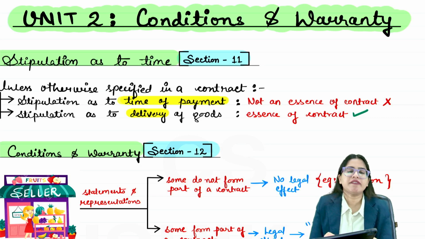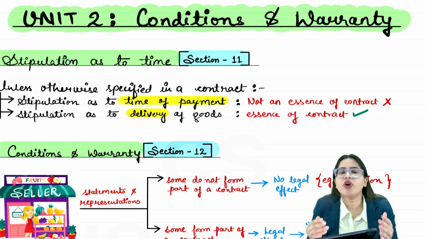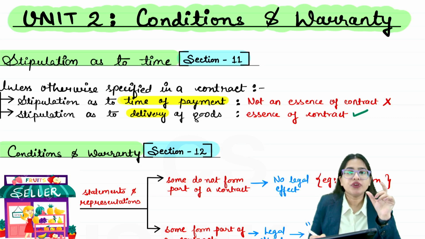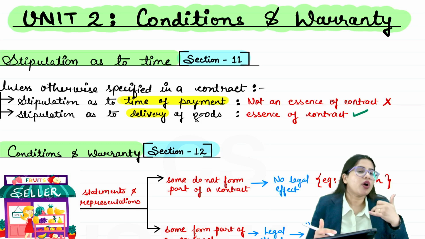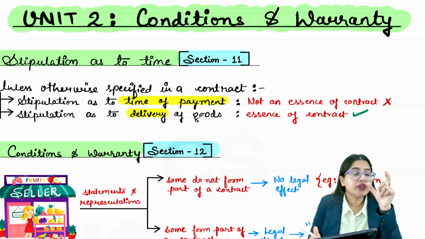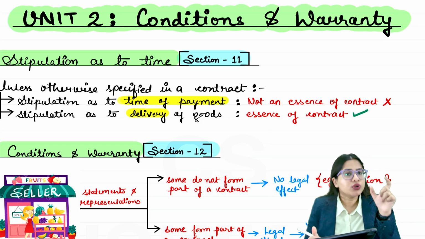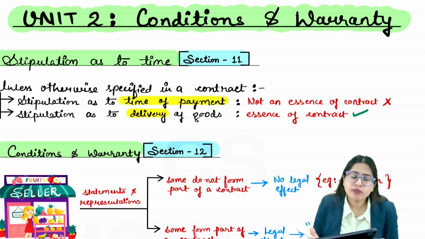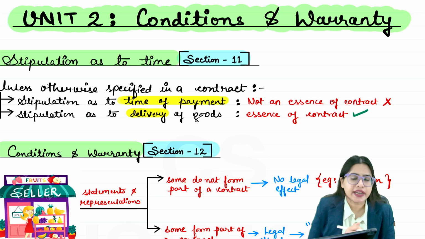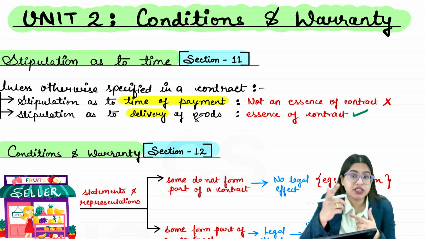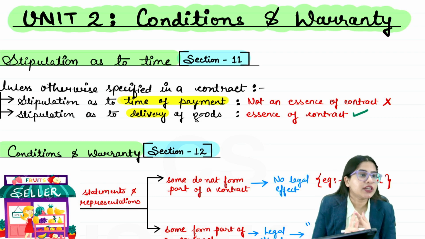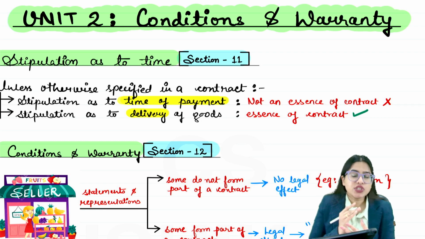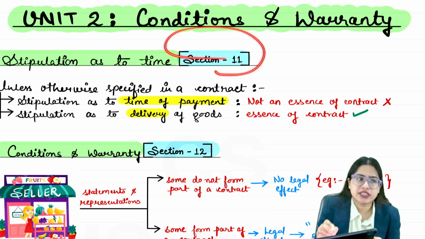Section number 11 says that whenever we enter into a contract of sale, we give some time for payment and we give some time for delivery. Let's say when you order something from Amazon, they give you a date of expected delivery, that your goods will be delivered by that date. So is it the essence of the contract? Essence means, is it essential? Otherwise the other person can cancel the contract. So when we talk about the time of delivery and the time of payment, the question is whether it is the essence or not. So it is given in section 11.